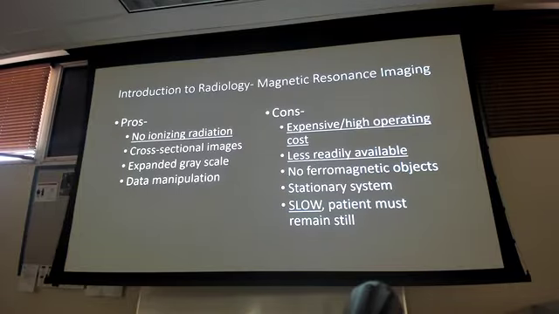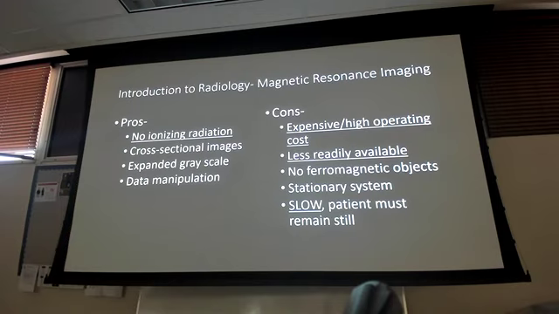So, we'll get into that in a second, but pros, no ionizing radiation, right? That's the pro, no radiation for this one. Cross-sectional imaging, expanded grayscale, data manipulation, same pros as CT. The extra pro is that there's no ionizing radiation.